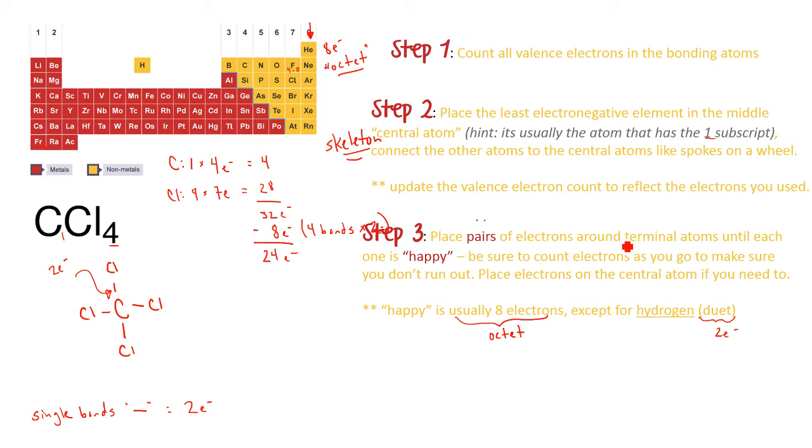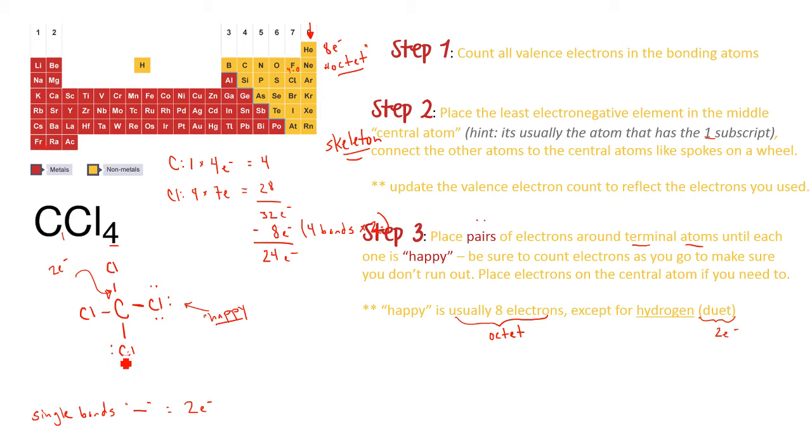Now I say to start with the terminal atoms first. Central, right, is in the middle. Terminal are the ones that are hanging off of the central atom. So if this chlorine in this picture currently feels like he has 2 electrons, then I need to give him 6 more. That is a happy chlorine. He's happy because he has 8 electrons. 2 of them are shared and 6 of them are his own. So I just used 6 electrons to make that chlorine happy.